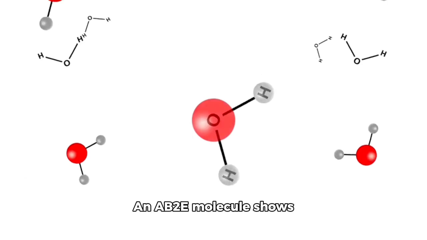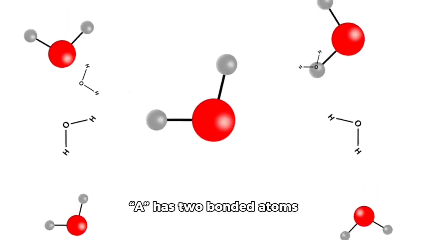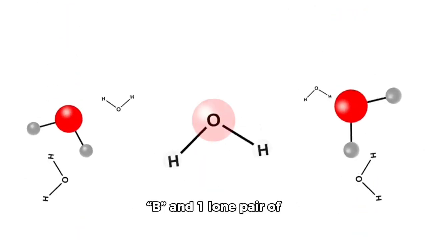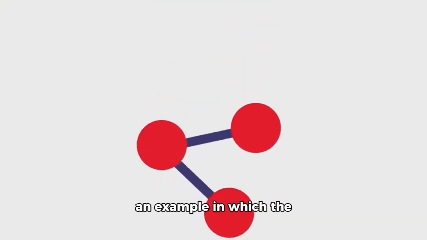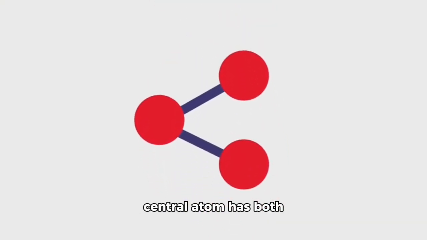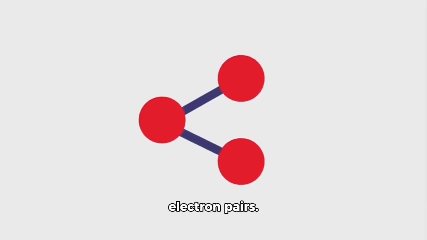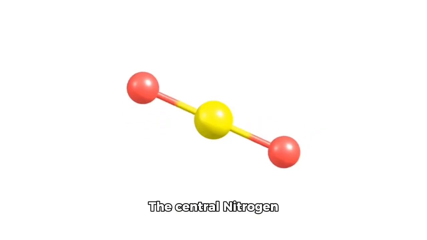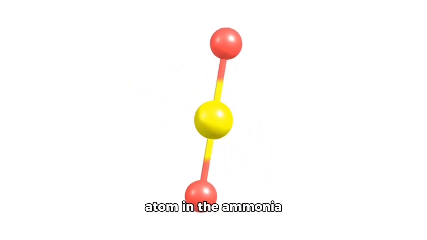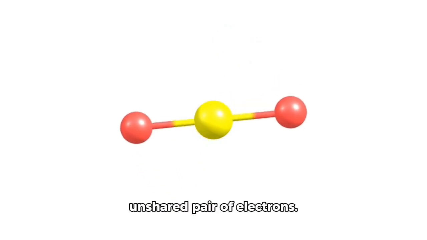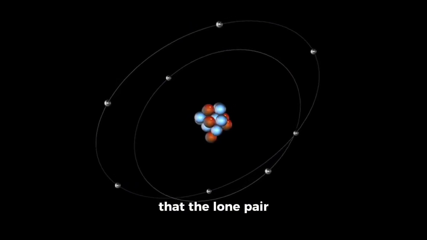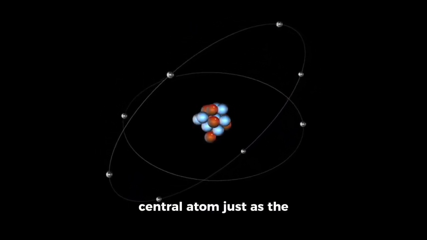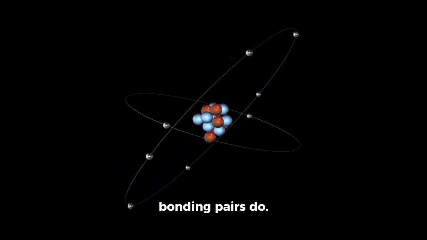An AB2E molecule shows that the central atom A has two bonded atoms B and one lone pair of electrons E. An ammonia molecule is an example in which the central atom has both shared and unshared electron pairs. The central nitrogen atom in the ammonia molecule has one unshared pair of electrons. VSEPR theory postulates that the lone pair occupies space around the central atom just as the bonding pairs do.